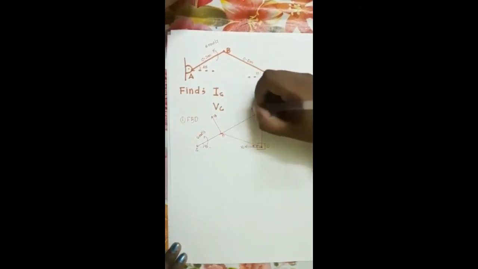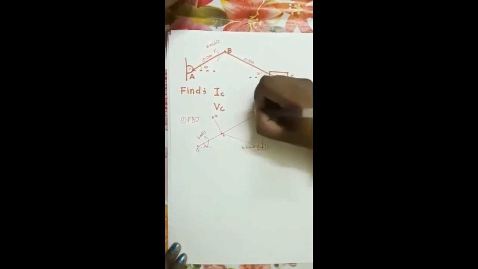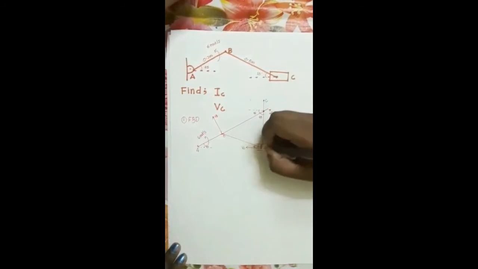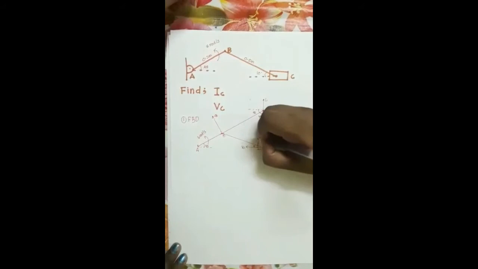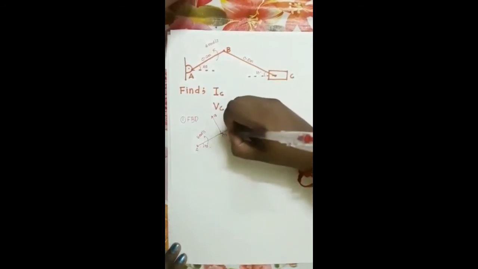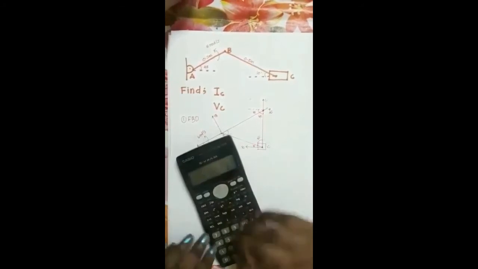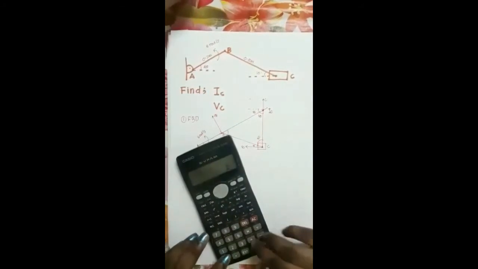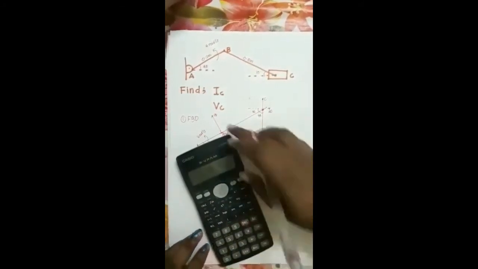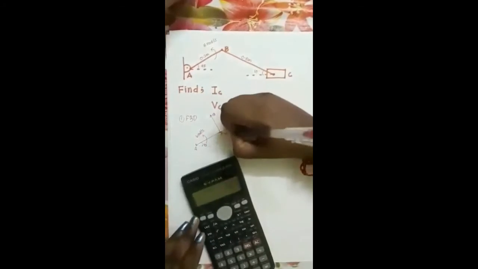So there will be, this is 90 minus 10, 80, 55.